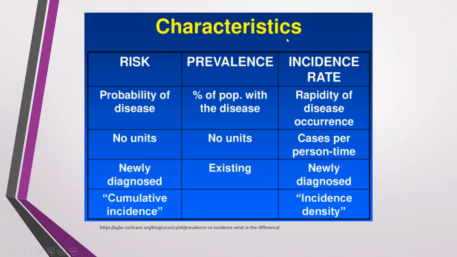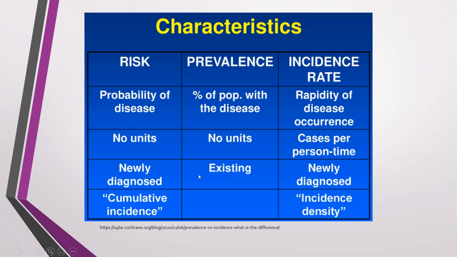So whenever we are comparing prevalence and incidence, the characteristic in terms of risk is the probability of disease. In prevalence, it is the percentage of the population with the disease, whereas in incidence, it is the probability or rapidity of disease occurrence. Prevalence has no units, but incidence can be calculated in terms of person time. For calculation of person time, you only have to multiply the time of exposure with the total number of persons that have been exposed during that period.